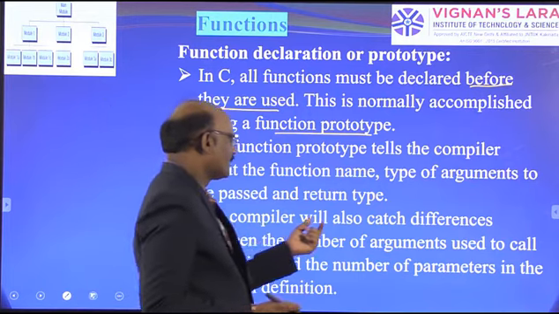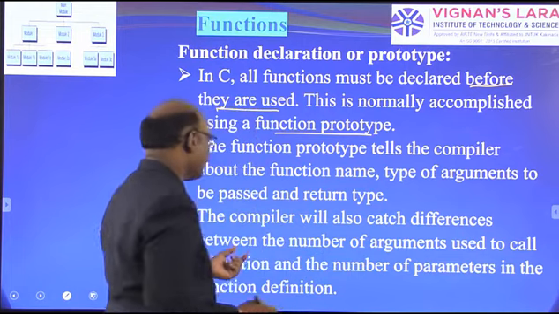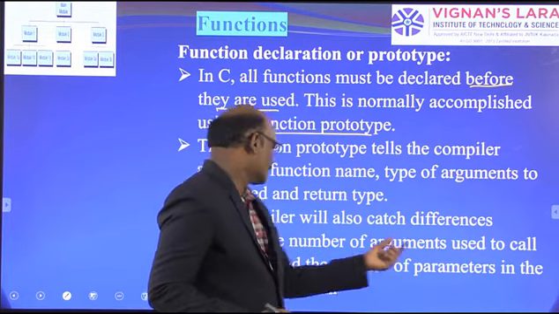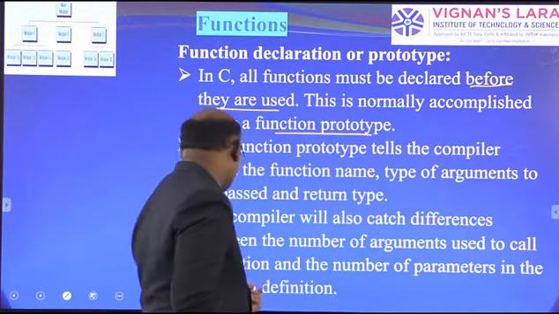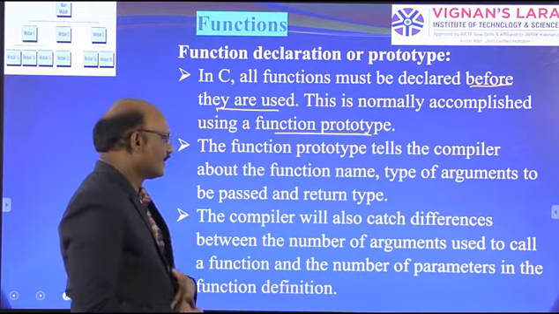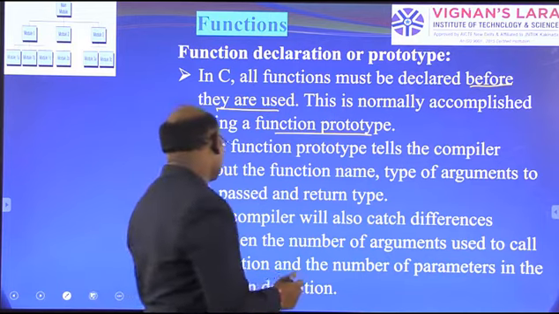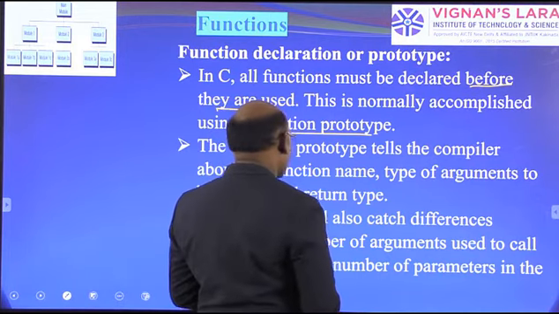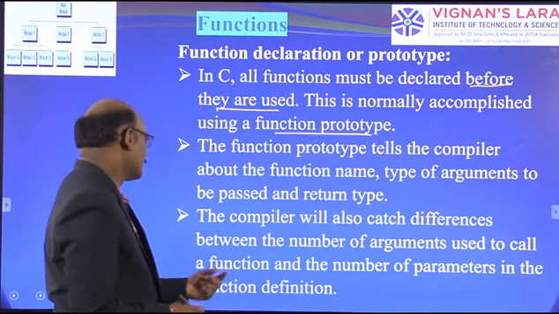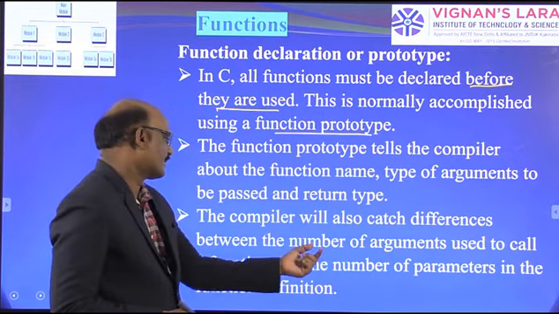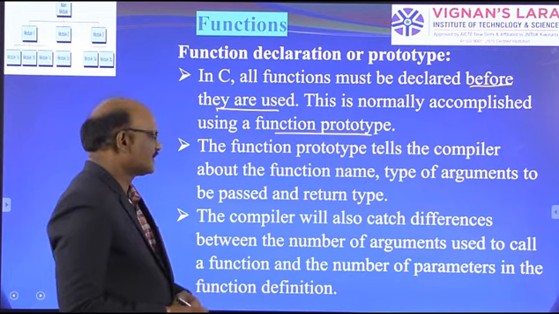The compiler will also catch differences between the number of arguments used to call a function and the number of parameters in the function definition. So the compiler will also catch the differences between the number of arguments used to call the function and the number of parameters in the function definition.